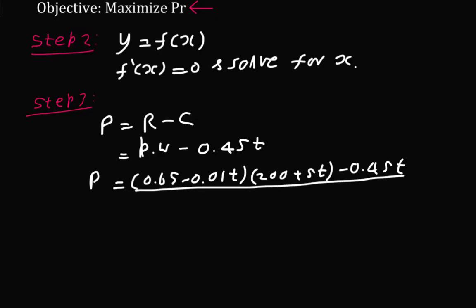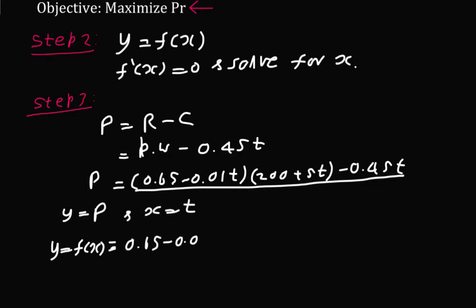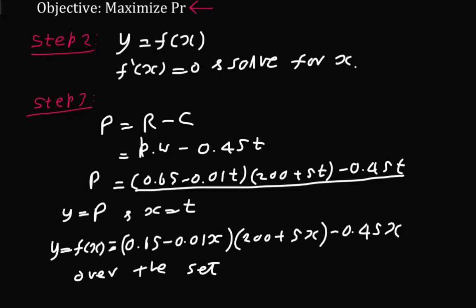So we can take y equal P and x equal T. Then you will see y equal f(x) equals 0.65 minus 0.01x, times 200 plus 5x, minus 0.45x. So that is the equation we use, but over the set S, define the x values here. We know x is always greater than or equal to 0. Okay, that is step 3.